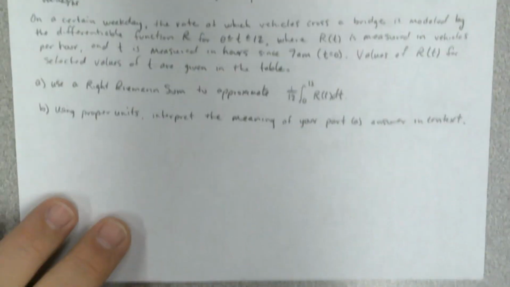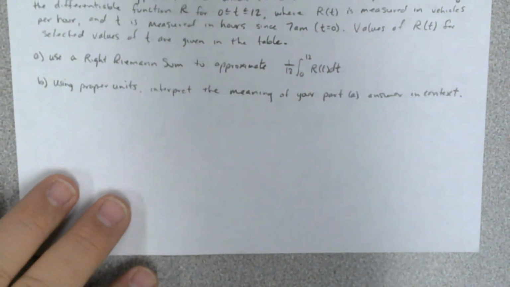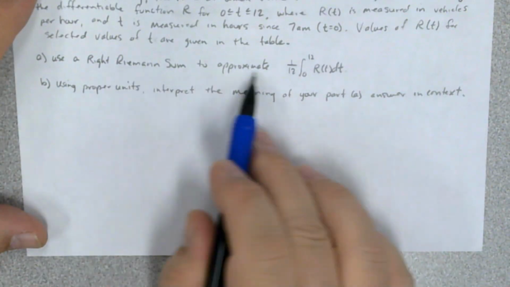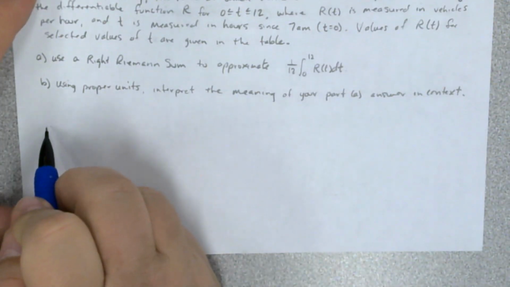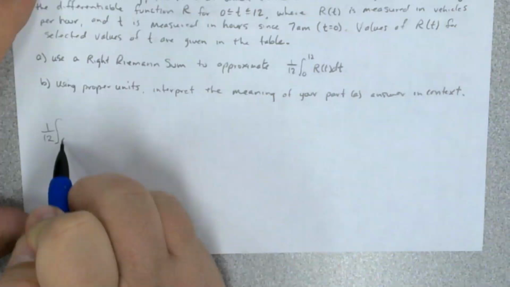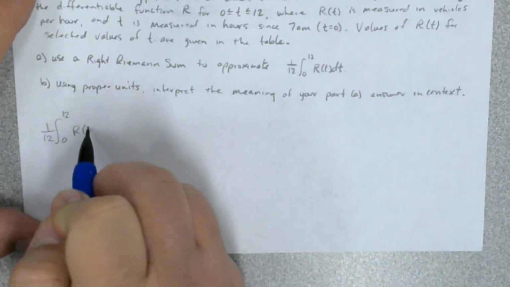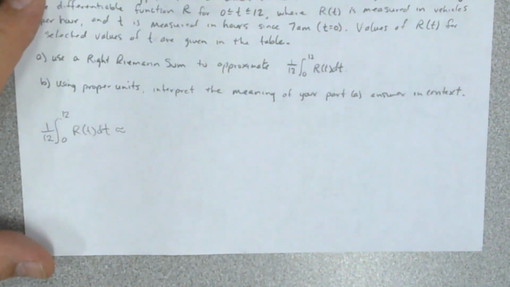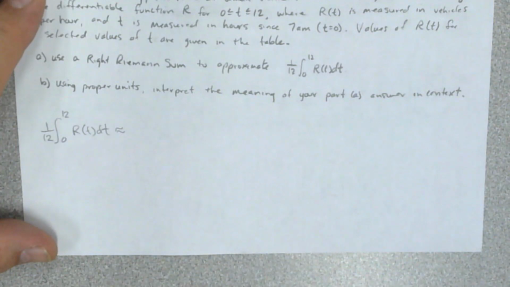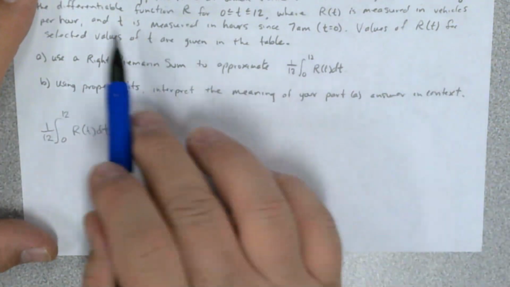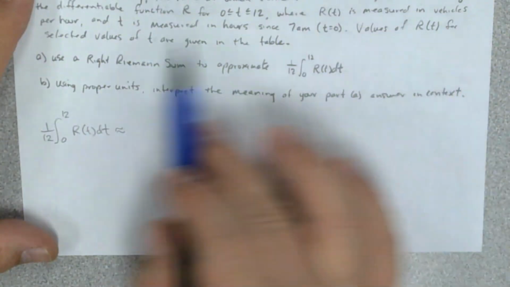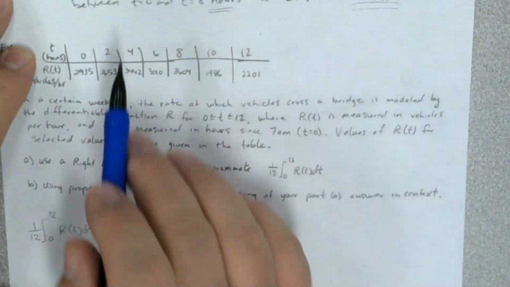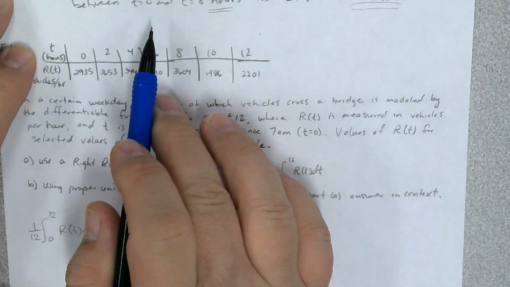Okay? So let me go ahead and give myself some room to write. So we want to do a right Riemann sum to approximate that. So that's how we start. So 1 over 12 from 0 to 12 R of T dt will be approximately, and now we're going to do a Riemann sum, a right one. It did not give us how many to do, so we'll just do the simplest one. We'll just use the given table to assist us. So we're going to do a right Riemann sum.